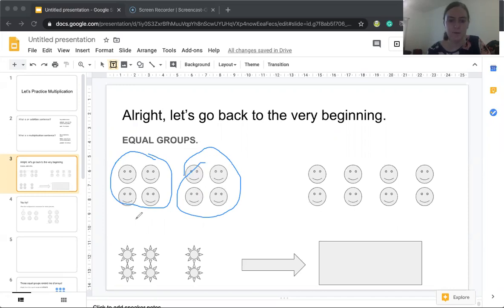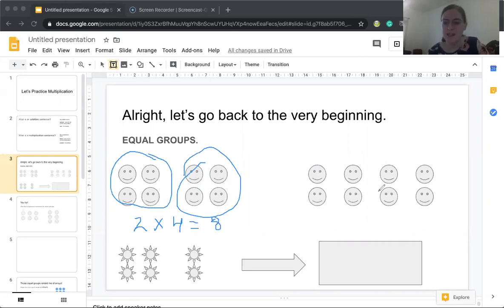So I have 2 groups of 4. So 2 groups times 4. What you'll notice is that this first number here, I put how many groups I had. I had 2 groups. And here, I put how many was in each group, which is 1, 2, 3, 4. Now, I know, because I've been practicing my basic facts, that 2 times 4 is 8.